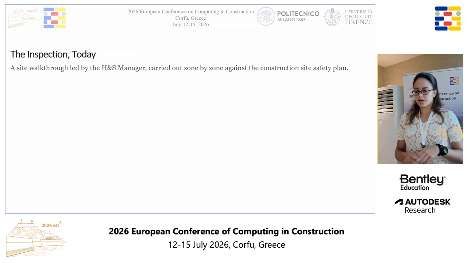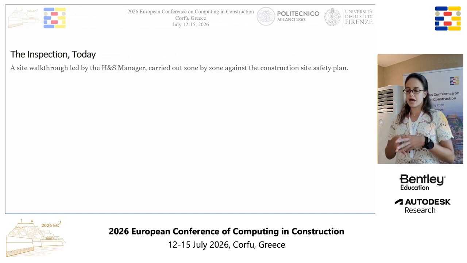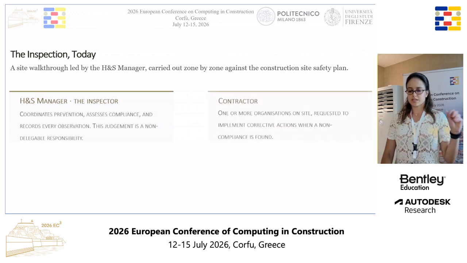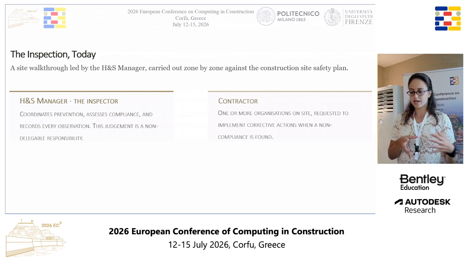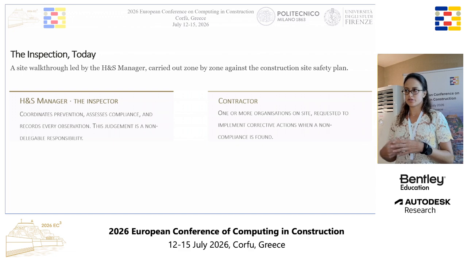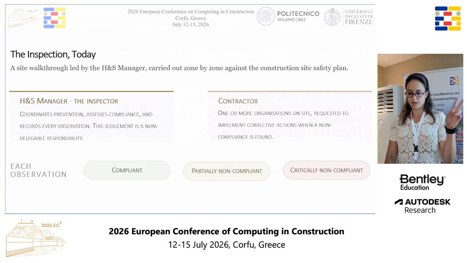To introduce our proposal, it is important to understand how a routine inspection is performed today. We have two main actors, the H&S Manager, the inspector, and the contractor. During a site walkthrough, the Health and Safety Manager inspects the construction site area by area. For every observation, the manager compares what is happening on site with the safety requirements defined in the project documentation. At the end of this assessment, each observation is classified into one of three possible outcomes.